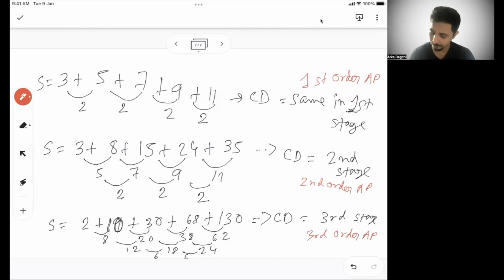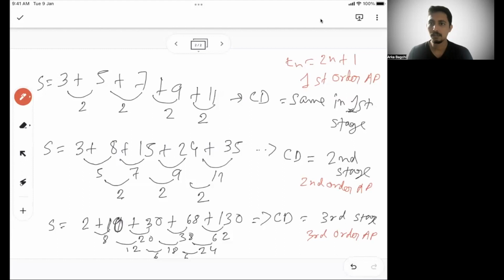Now, in the first order AP, my Tn, or the nth term, is 2n plus 1. So every term: first term is 2 into 1 plus 1, that is 3. Second term is 2 into 2 plus 1, that is 5. Third term is 2 into 3 plus 1, that is 7. So you can see the commonality, 2n plus 1. A first order AP is denoted as 2n plus 1. I'll just write it there, it's easy for you. So first order AP is always denoted as Tn equal to 2n plus 1.